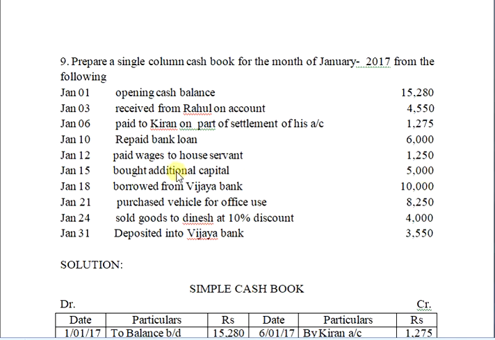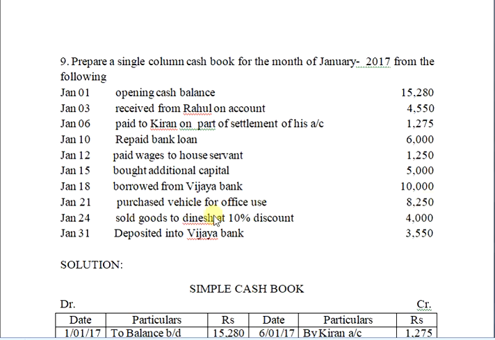Again, Jan 15th, brought additional capital 5,000. When the person brings the additional capital, what happens? It increases our cash balance. So it should be taken under the debit side. Jan 18th, borrowed from Vijaya Bank 10,000. When we borrow from Vijaya Bank, what happens? Our cash balance increases. So it should be taken under which side? Debit side.